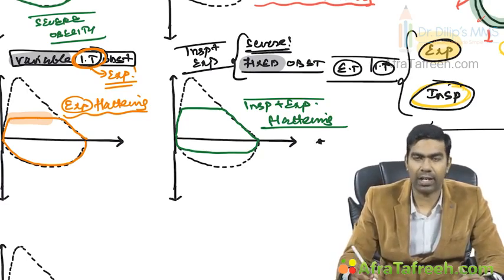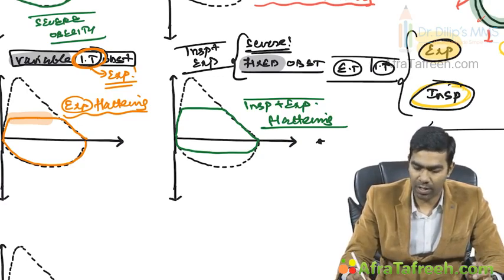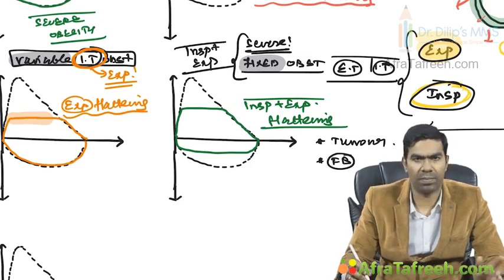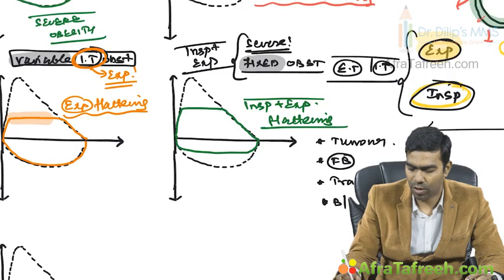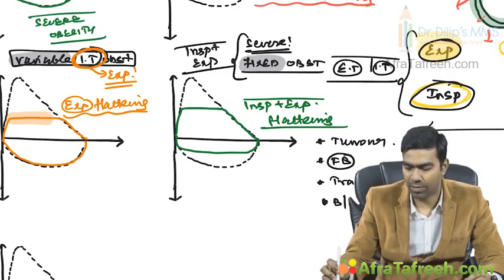So what are the conditions that can cause fixed obstruction? Very commonly, it can be caused by a very large tumor, either in the intrathoracic or extrathoracic airways. Then you can get a foreign body. Typically, it produces fixed obstruction only. Then severe tracheal stenosis, or it can be seen in bilateral vocal cord palsy, vocal cord paralysis. Some of the examples where you can get this kind of fixed obstruction.